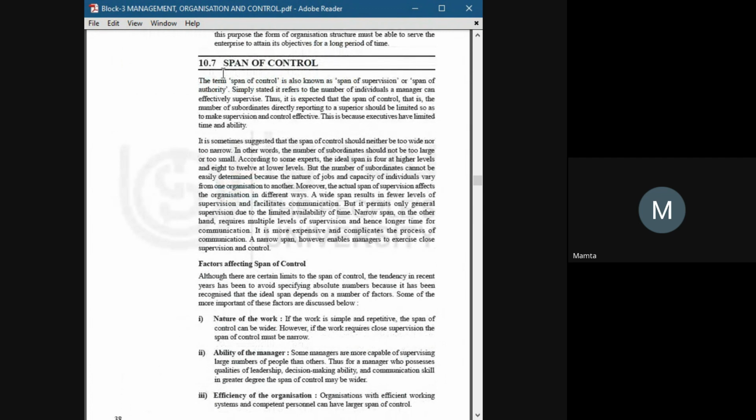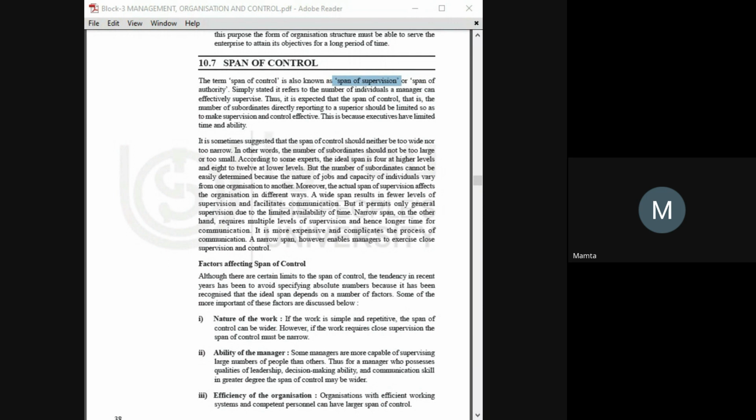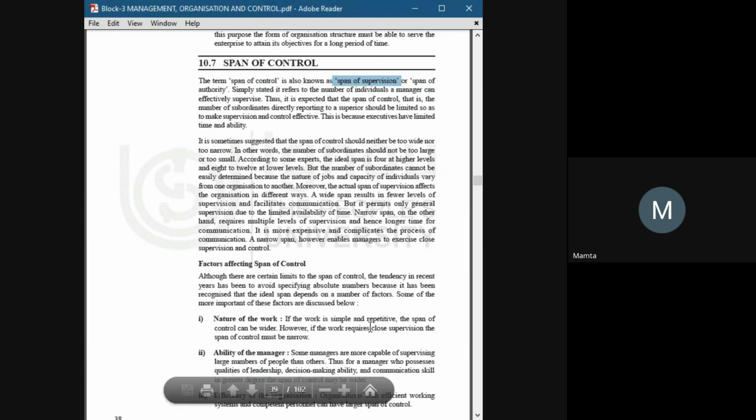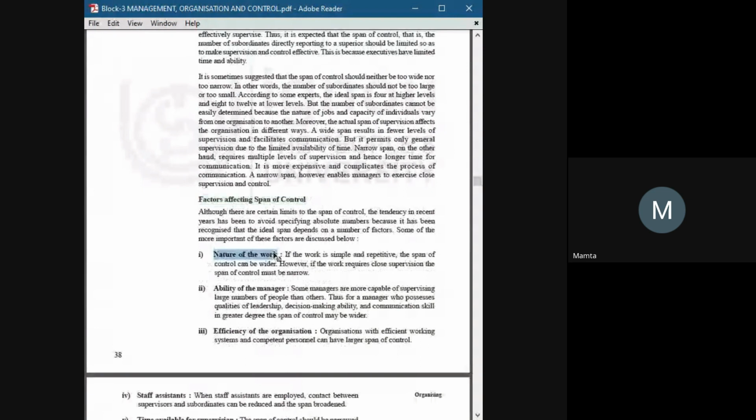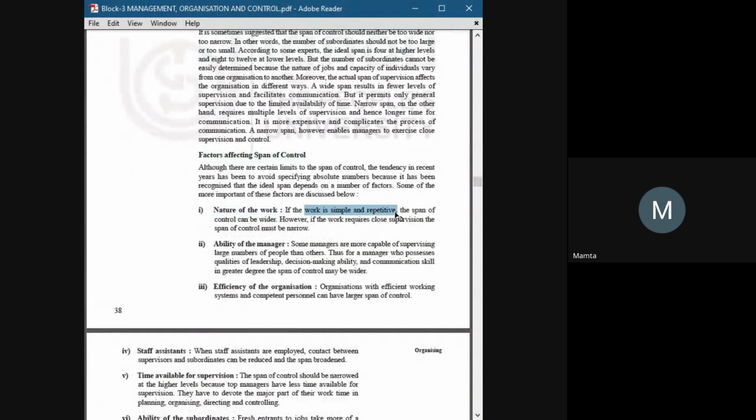Span of control. As we just read, span of control means span of supervision. It means how many employees a supervisor can handle at a given time. Factors affecting span of control. The nature of work will affect the span of control. If the work is simple and repetitive, the span of control can be wider, meaning a supervisor can handle many employees. But if the work requires close supervision, the span of control must be narrow.